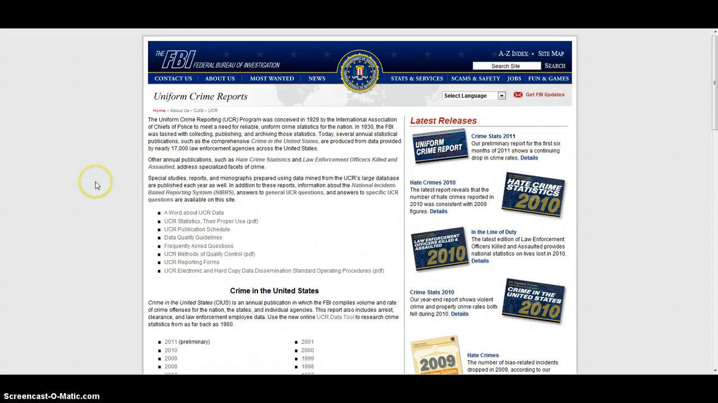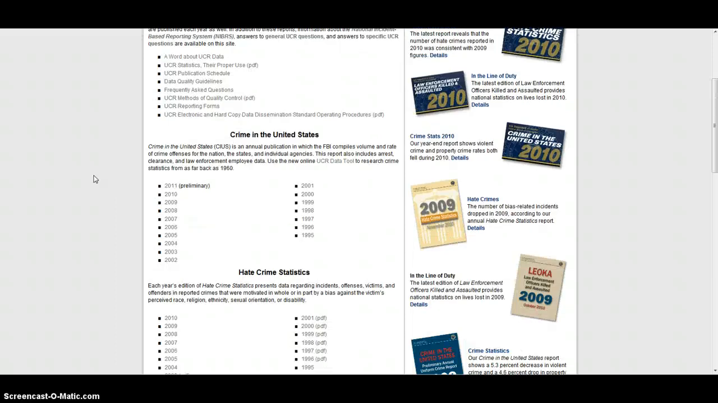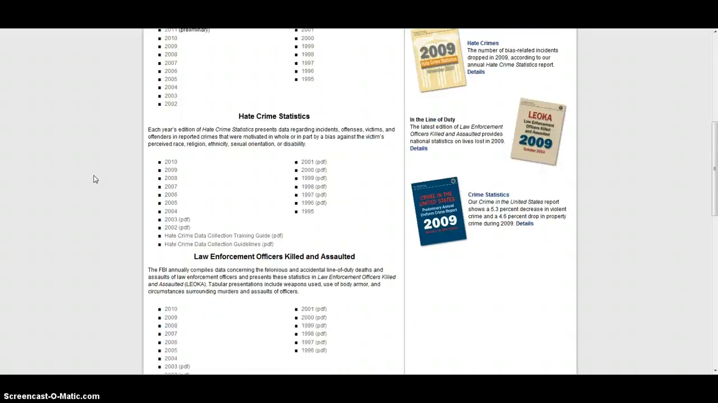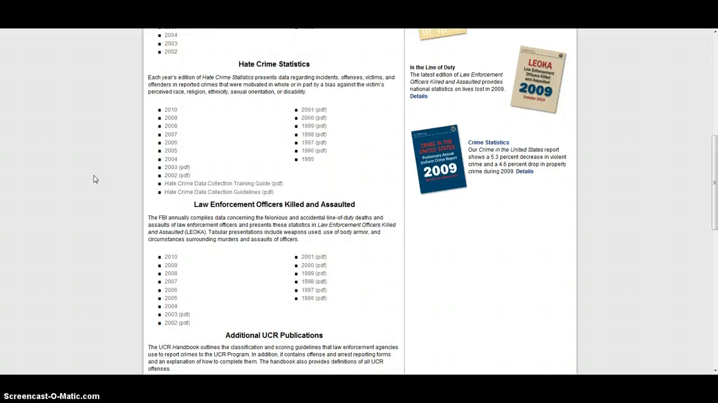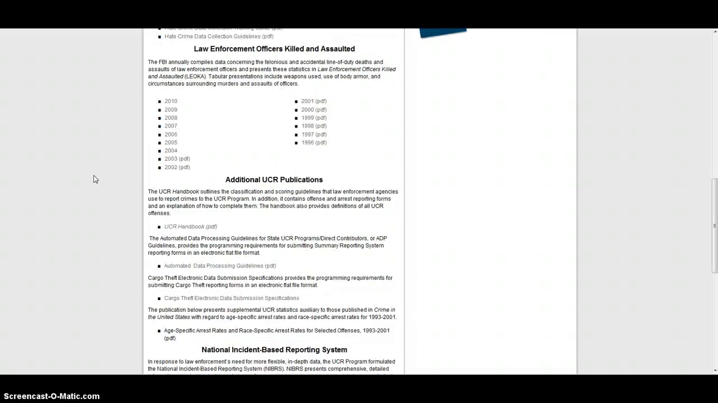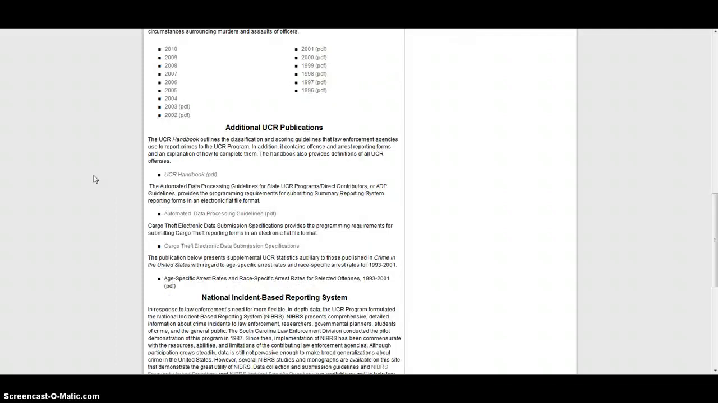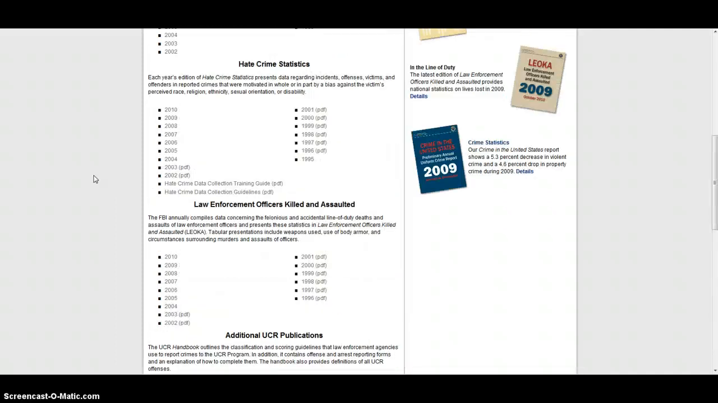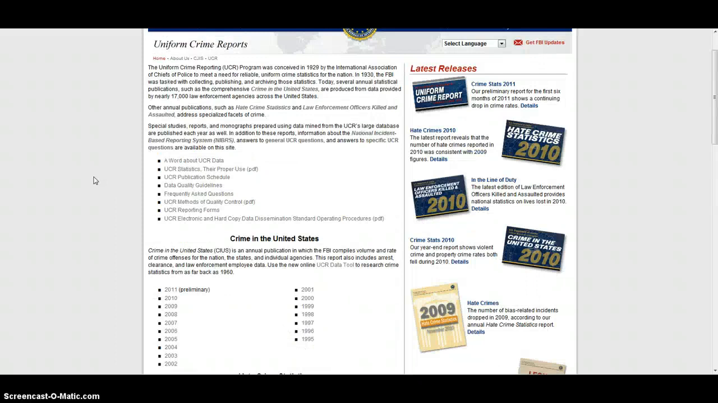But we're most interested in the UCR because, as we read, this is the most common and utilized national indicator for crime throughout the country. And as you can see, there is a wealth of information on different kinds of statistics that the FBI provides: hate crime statistics, statistics on law enforcement officers that are killed and or assaulted in the line of duty, and some additional or supplemental information as well. And that's all found here on their website.